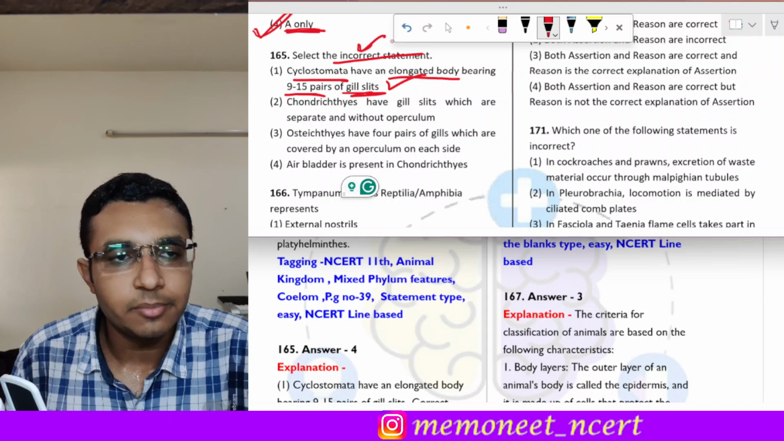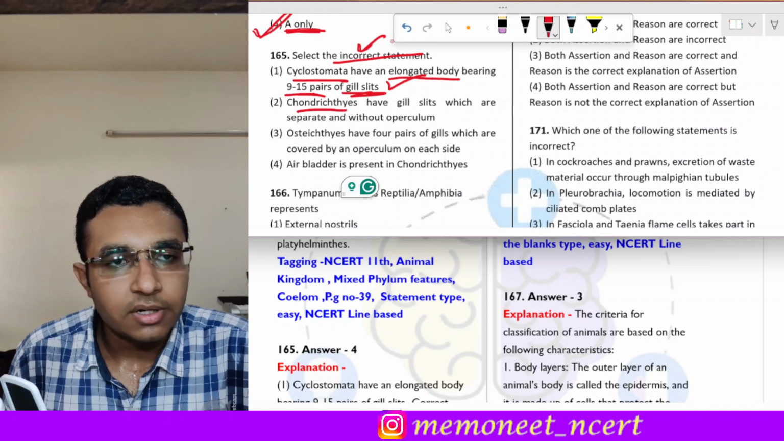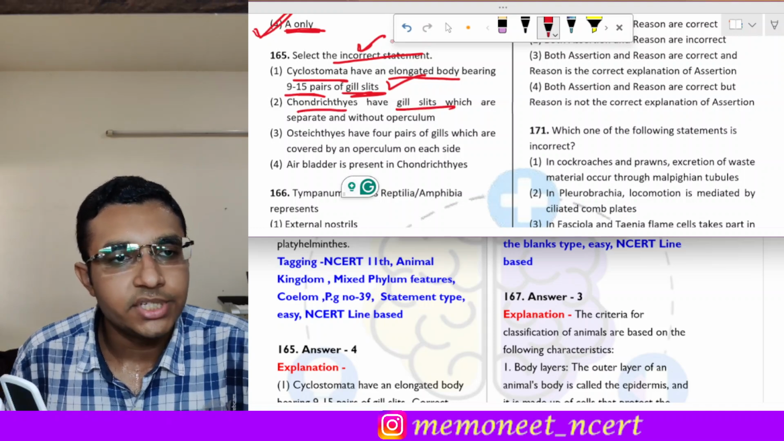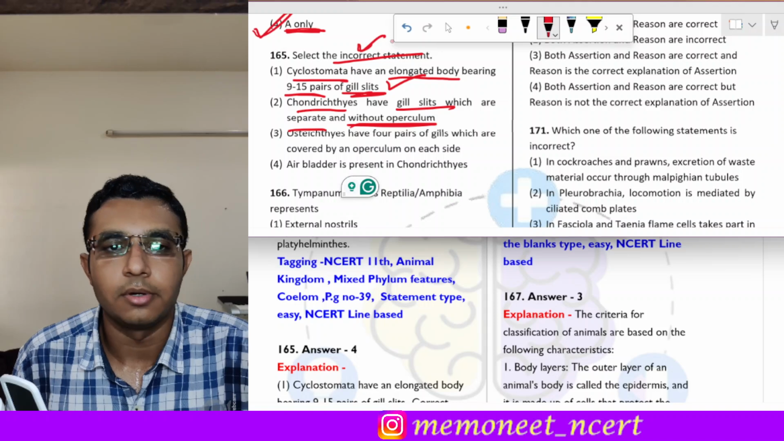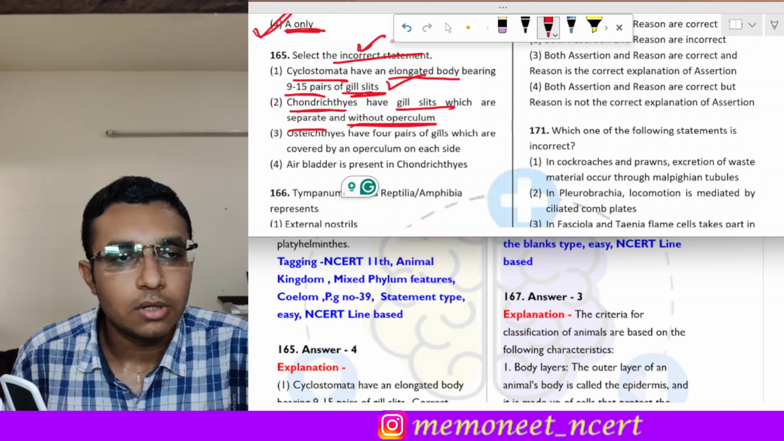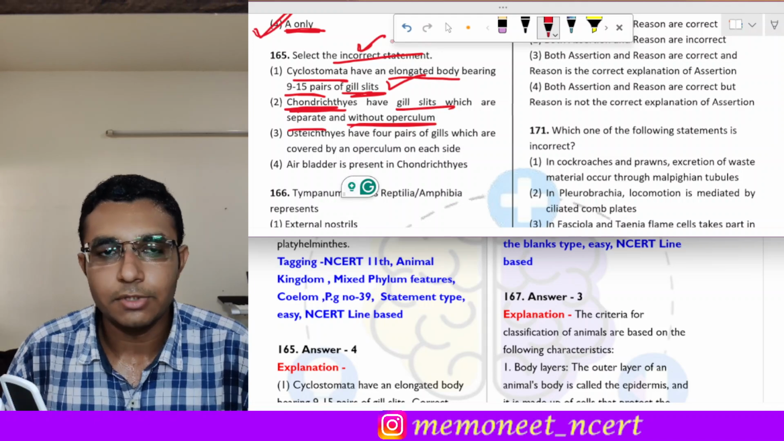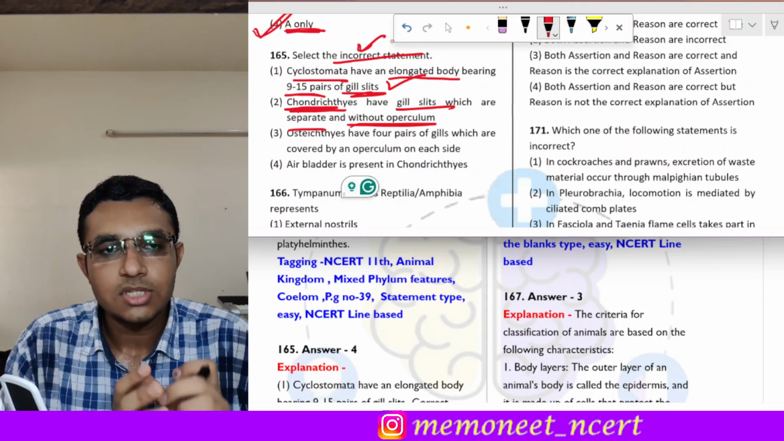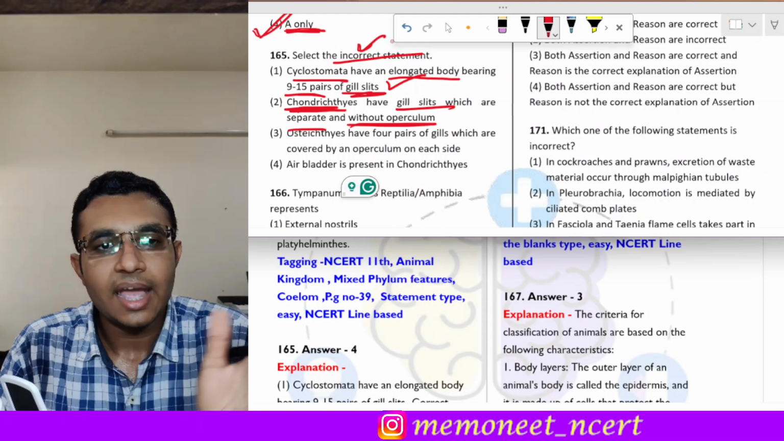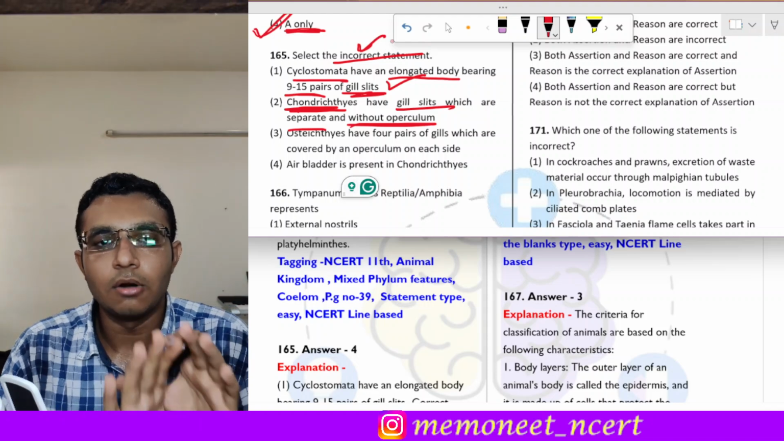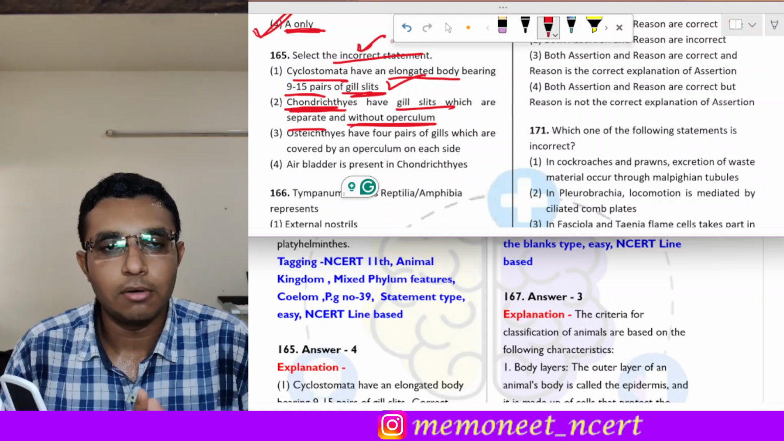The statement B is, chondrichthyes have gill slits which are separate and without operculum. Now see, it is talking about chondrichthyes. What are chondrichthyes? Chondrichthyes are cartilaginous fishes. So the characteristic feature is that they have gill slits and they are separate and not covered with operculum. Okay, they are without operculum.